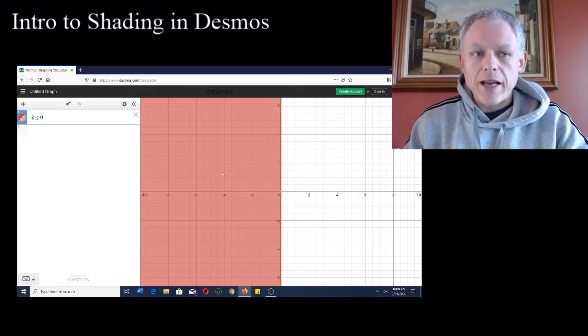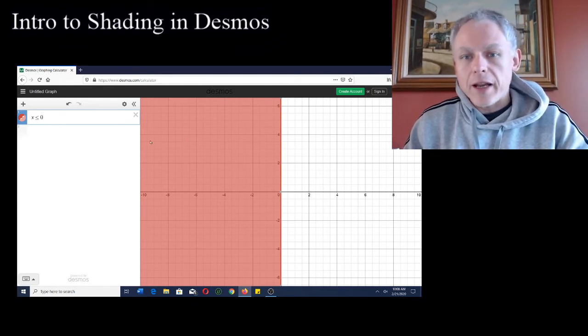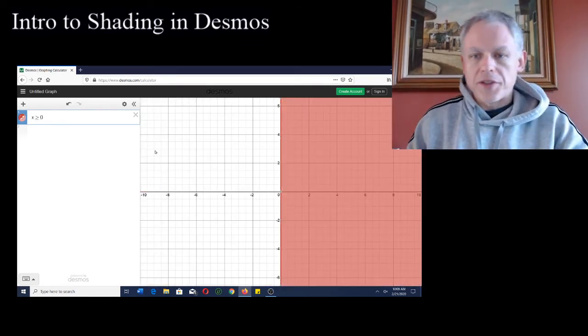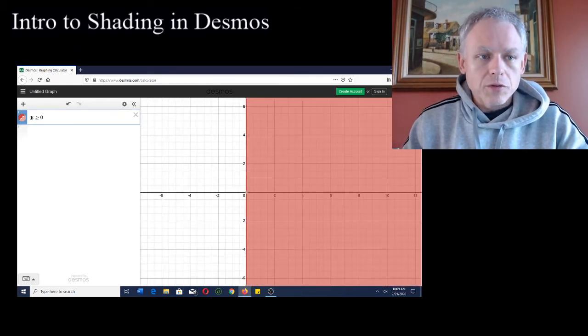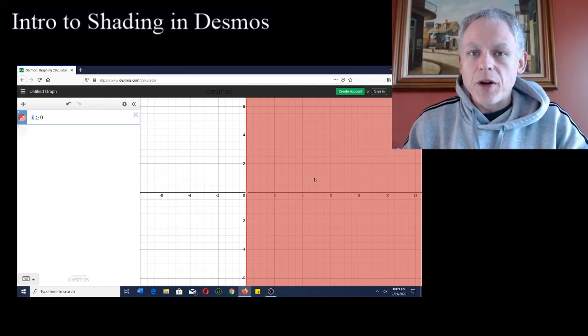Now, when you're in the xy plane, that means that as long as the x coordinate is 0 or smaller than 0, it's a solution to the inequality. So Desmos shades the entire left-hand side of the plane here. Now, let's say I wanted to shade the right-hand side. In that case, I would just do greater than or equal to 0. The solution to this inequality is any point where the x coordinate is equal to 0 or bigger than 0. And so Desmos shows the solution by shading in the right-hand side of the plane.